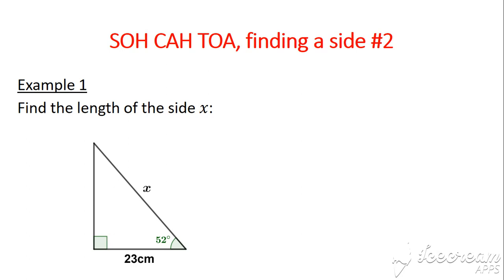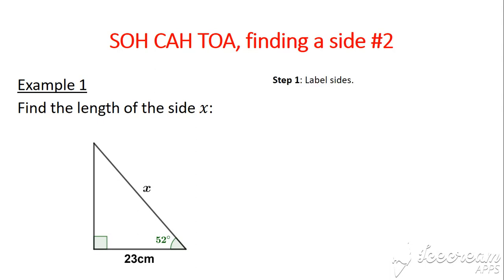Find the length of the side x. Well, once again, we only have one side of the triangle and an angle of 52 degrees. So clearly we can't use Pythagoras to find a third side, because in Pythagoras you need two sides to find the third.